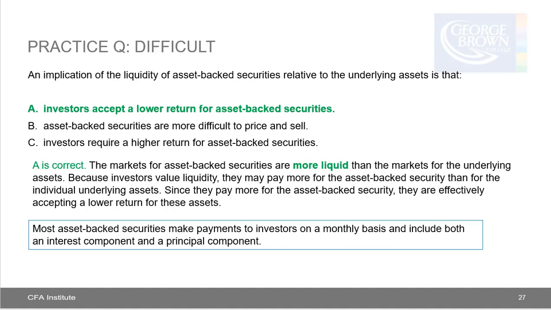There's greater liquidity with asset-backed securities, so investors will accept a lower return for asset-backed securities. The market for asset-backed securities is more liquid than the market for the underlying assets. Investors value liquidity. They may pay more for asset-backed securities than for individual underlying assets. Since they pay more, they are effectively accepting a lower return for these assets. And just remember that most asset-backed securities make payments to investors on a monthly basis and include both an interest component and a principal component.